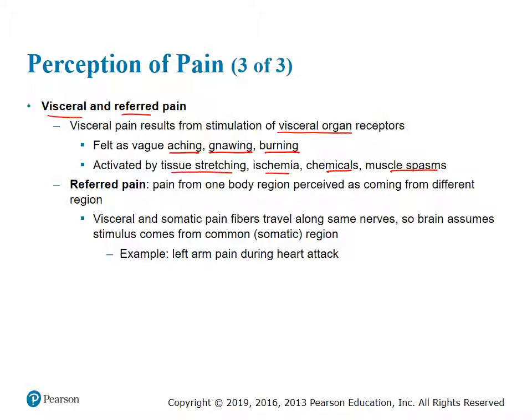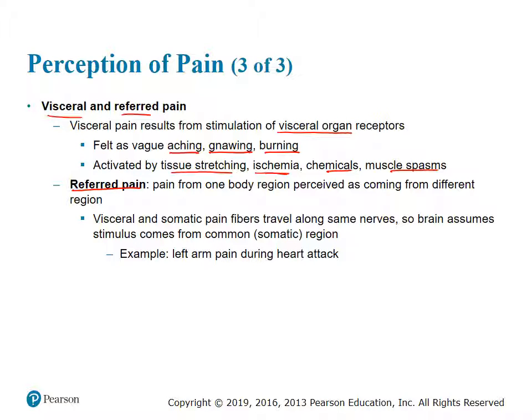Many different things, but muscle, for example, spasming, chemicals getting released from inflammation, blockages of blood flow, ischemia, tissue getting stretched would be reception that you would perceive as visceral pain.